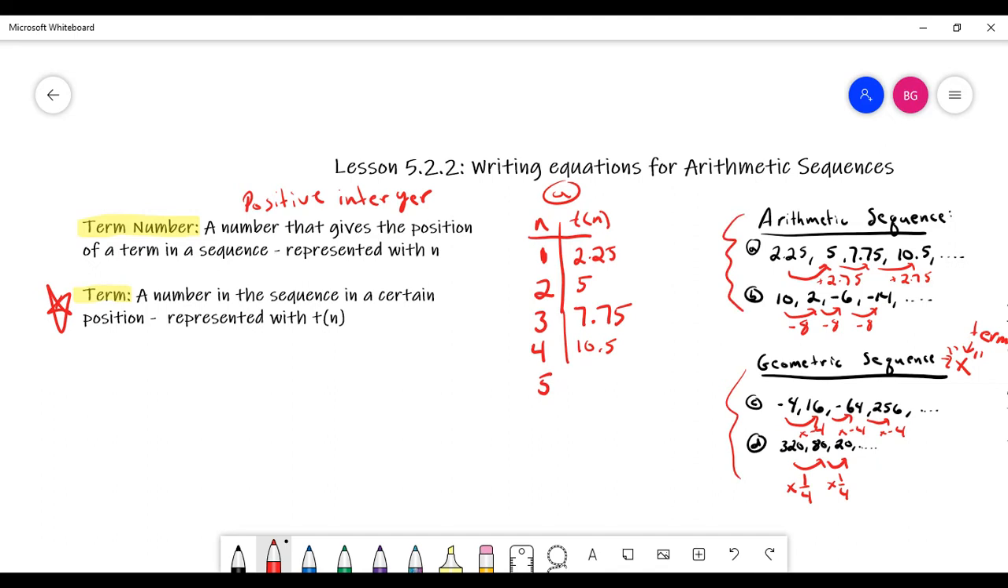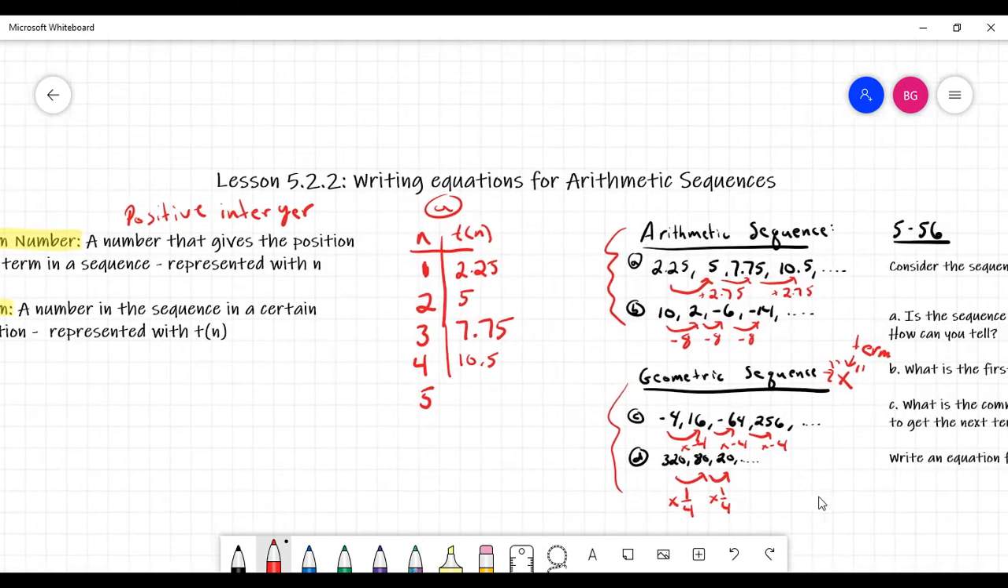But today we're going to focus on arithmetic sequence, and we're going to be focusing in on term number and term. So term number, remember, is the spot you're in, and the term is what is actually in that spot. So term number is going to be represented with n, and term is going to be represented with T of n.